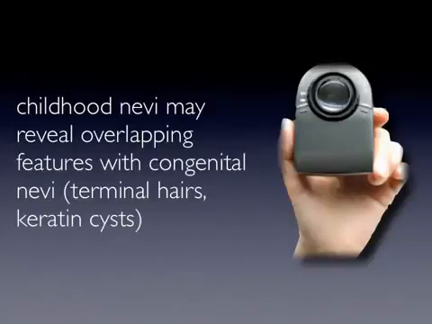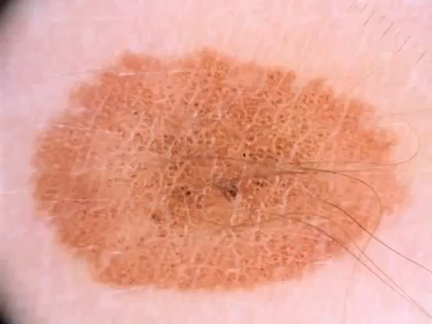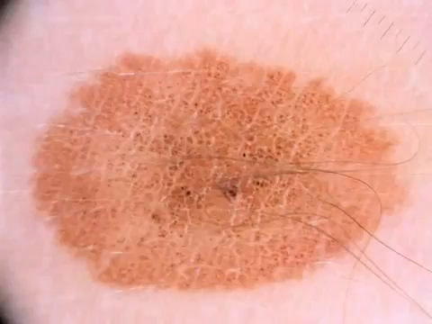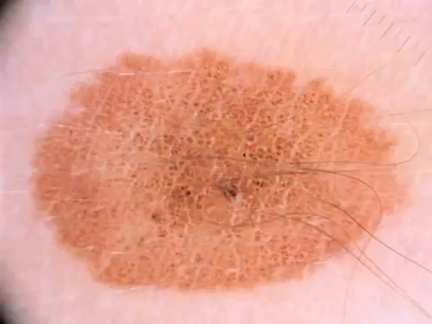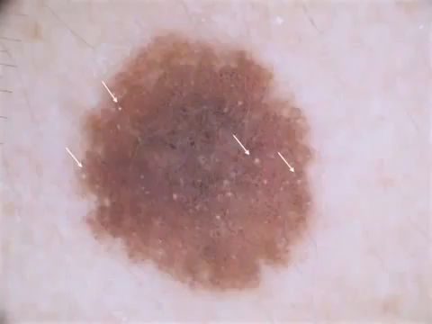Childhood nevi may also reveal overlapping features with congenital nevi, such as terminal hairs and keratin cysts. In this example, we see a globular nevus with an increased number of terminal hairs. In this other example of a globular nevus, we see some milia-like cysts which are indicated by the white arrows.